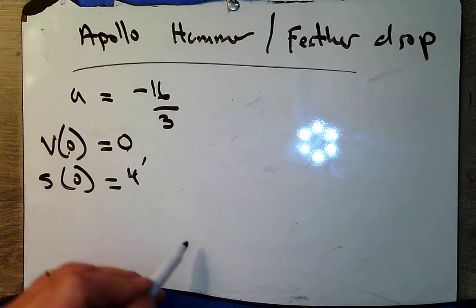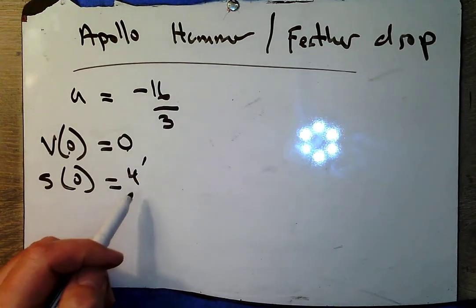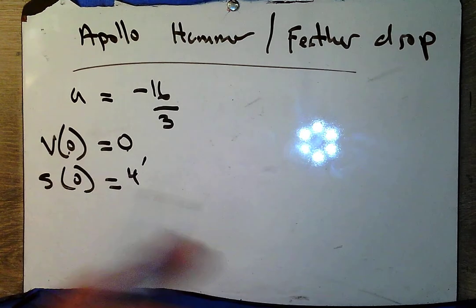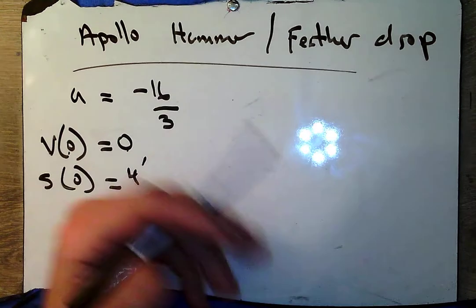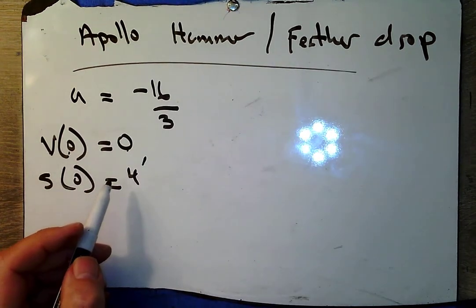At time equal to 0, the height of the feather and the height of the hammer was 4 feet. Okay, maybe it's a little less. I always think astronauts are pretty heroic, so they're going to be tall. Okay, so what do we have here then?